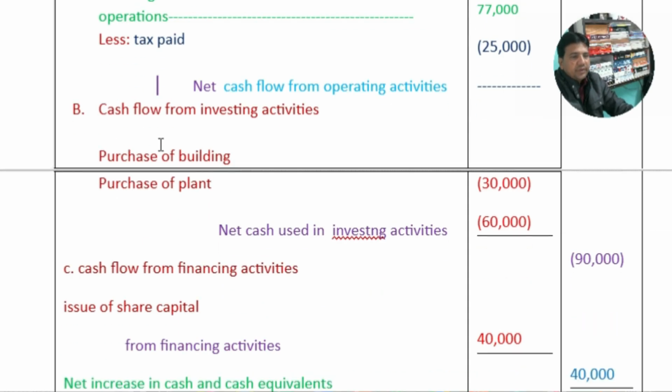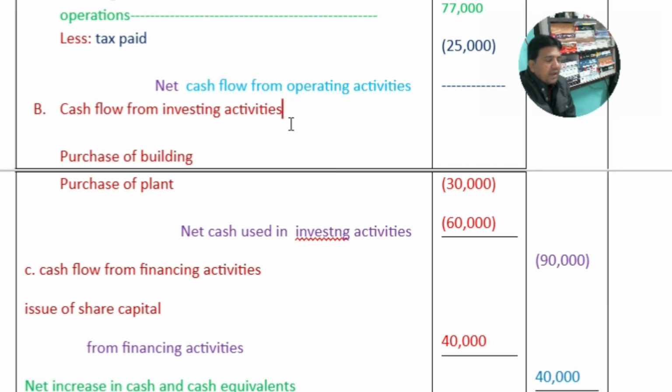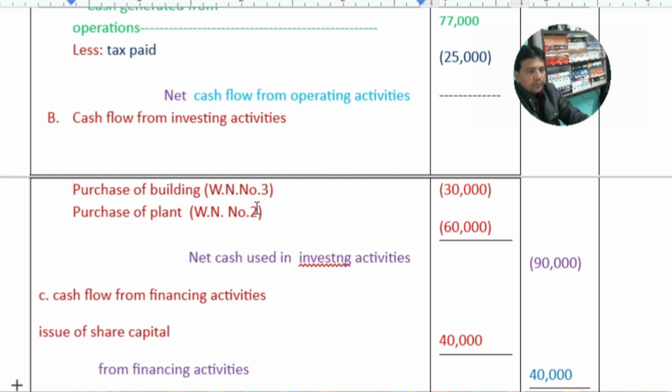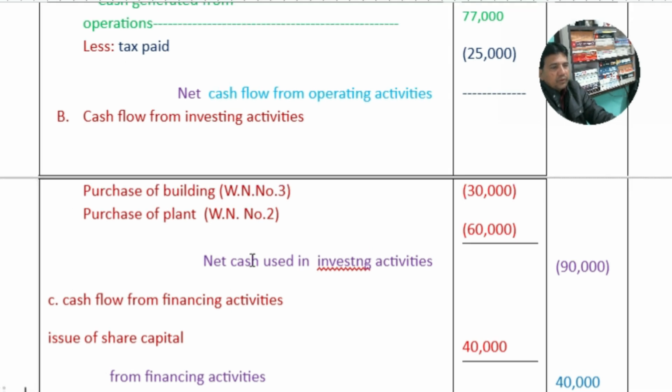So thereafter the next heading, cash flow from investing activities. Under this, items appearing under the non-current assets are transferred under the heading cash flow from investing activities from the balance sheet. So the purchase of building, working note number 3, rupees 30,000, and purchase of plant, working note number 2, it is 60,000. So purchase means cash outflow, minus. So total cash outflow under the investing activity is 90,000.